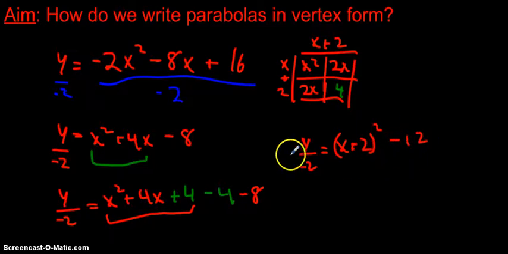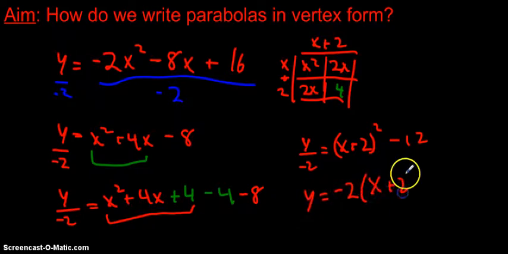So we're almost done. We just need to move this negative 2 back up here. So to undivide by negative 2, we multiply by negative 2, and that makes this into y is equal to negative 2 times x plus 2 squared plus 24. Now you'd be tempted to distribute this negative 2, but you cannot do that because exponents come before multiplication. So this is vertex form of this parabola.